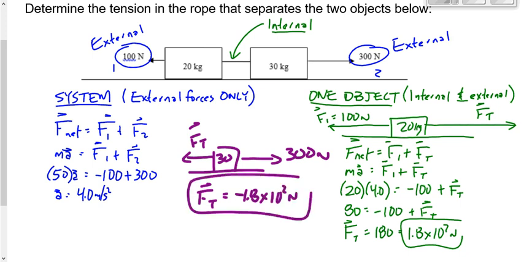If the rope pulls with 180 one way on one object, it pulls with 180 the other way on the other object.